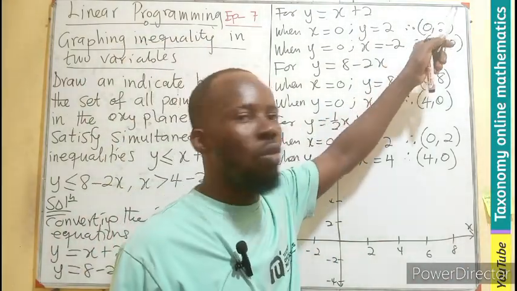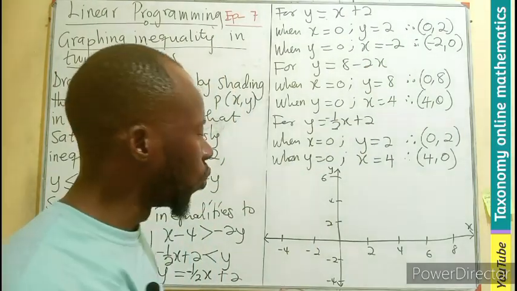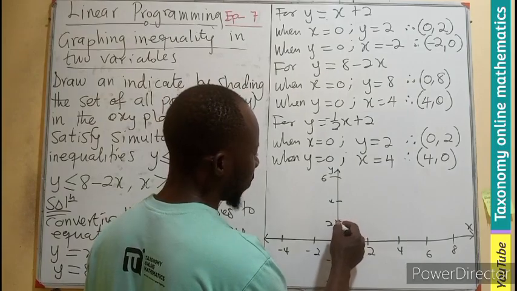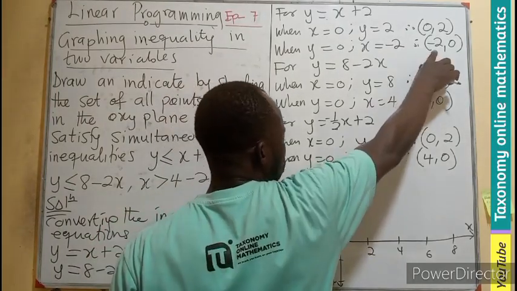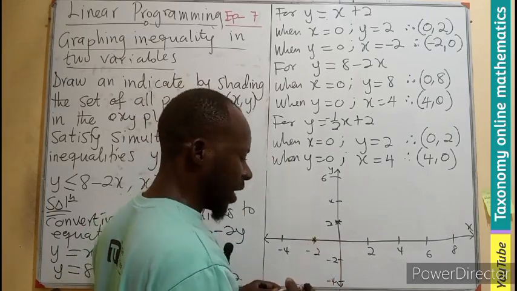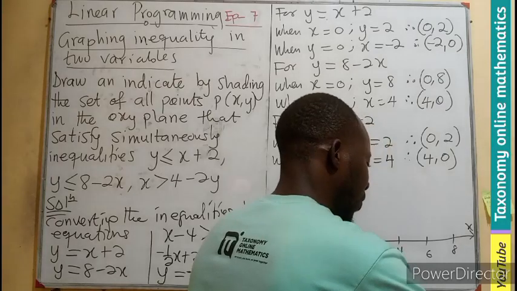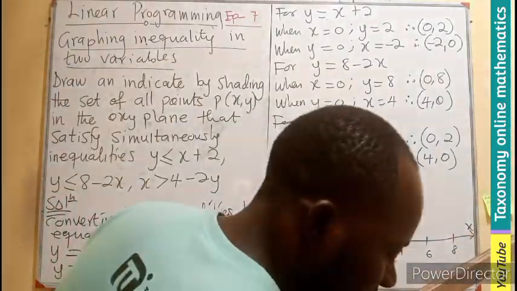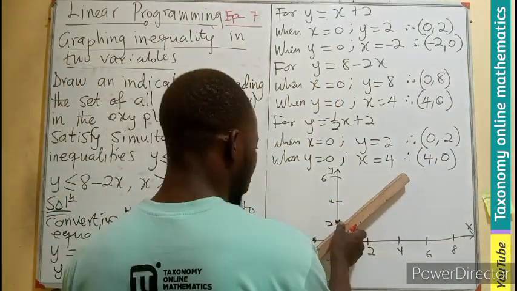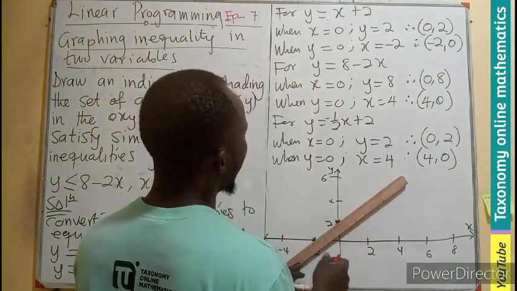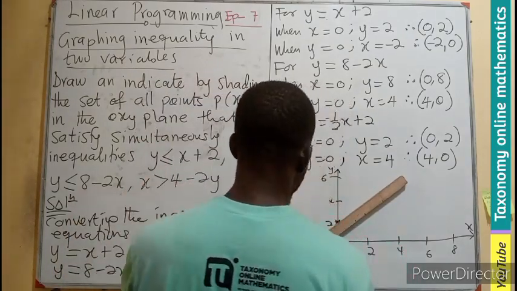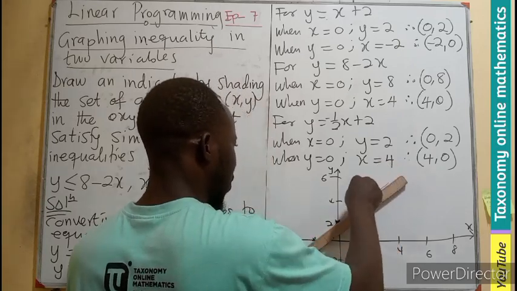0 on the x-axis, 2 on the y-axis. So (0, 2), 2 on the y-axis. So we have the point here. Then negative 2 on the x-axis and 0, so we have the point here. Saying it's a straight line, we indicate our straight line. Is it going to be a full line? Yes, it's a full line because it is less than or equal to. So we indicate that.